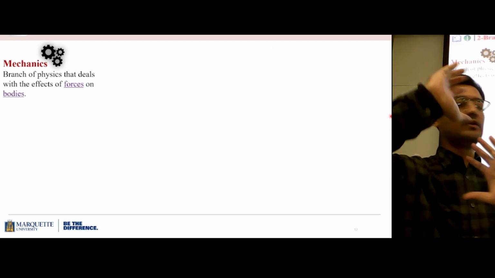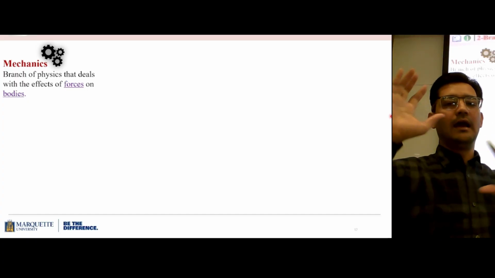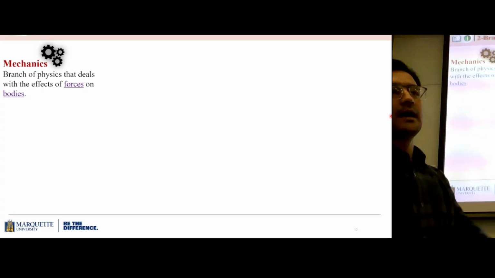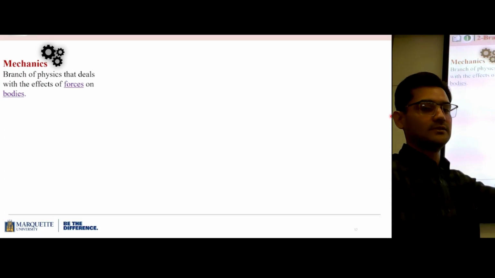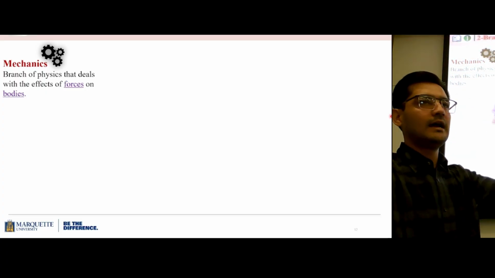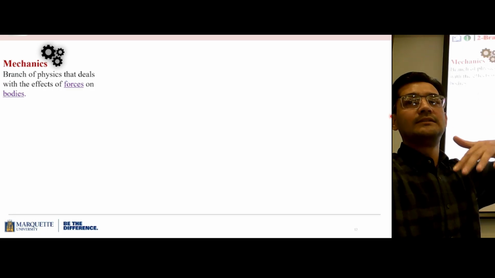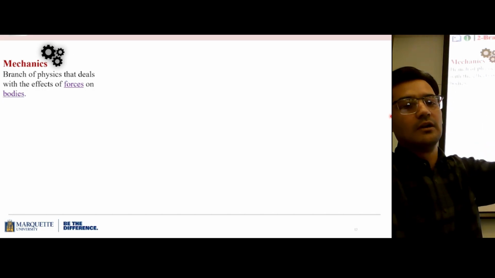So now I'm trying to explain where this subject, engineering mechanics statics, basically lies. What is mechanics? Mechanics is a branch of physics that deals with the effect of forces on bodies. So you're going to have trusses, beams, and forces, and then you're going to see the effect of those forces on those bodies, which are beams, trusses, or columns.